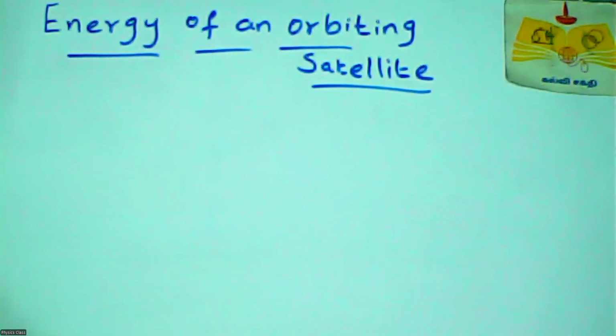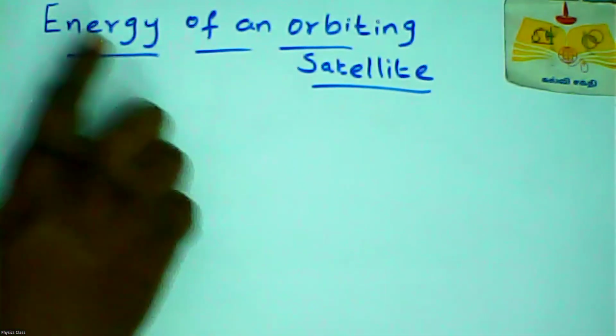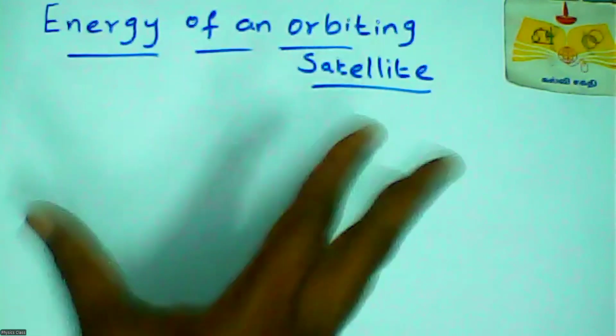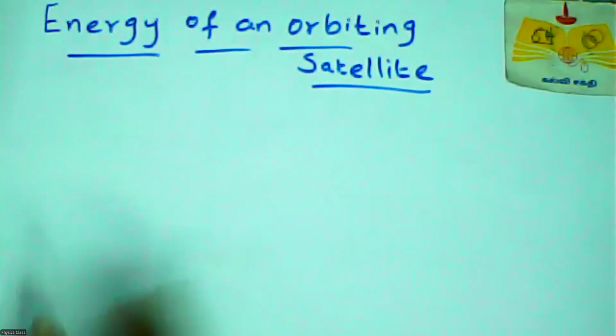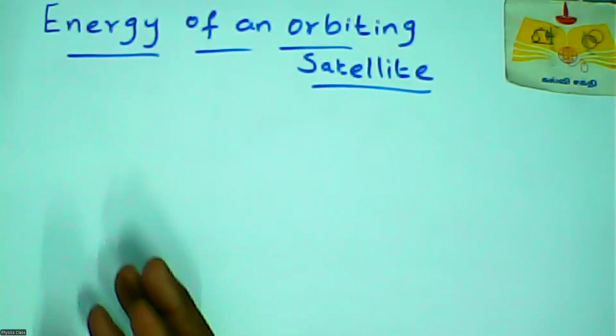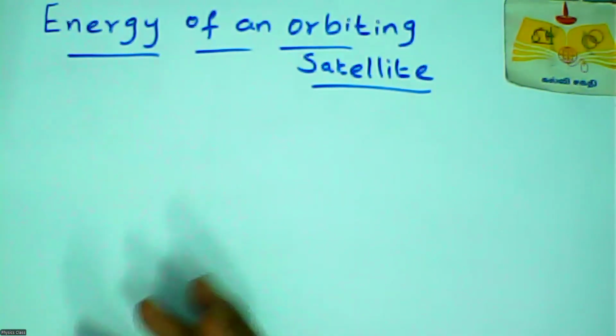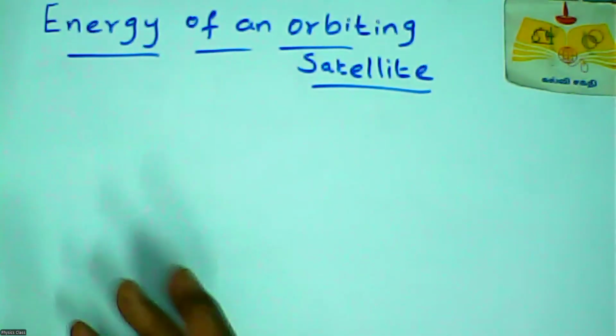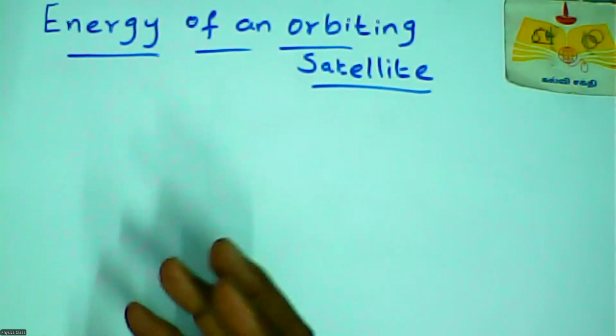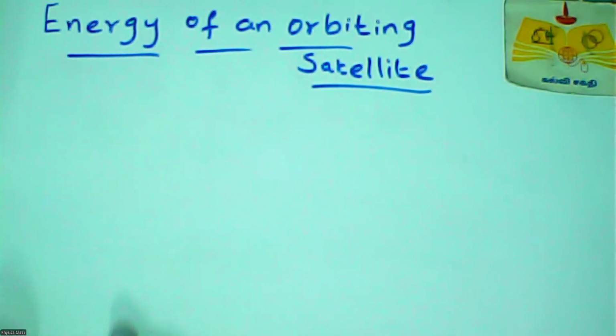Today, we are diving into a very important and fascinating topic in gravitation, the energy of an orbiting satellite. This concept is crucial for understanding how satellites stay in space and what it takes to launch and maintain them. Okay, so this is a very important one.